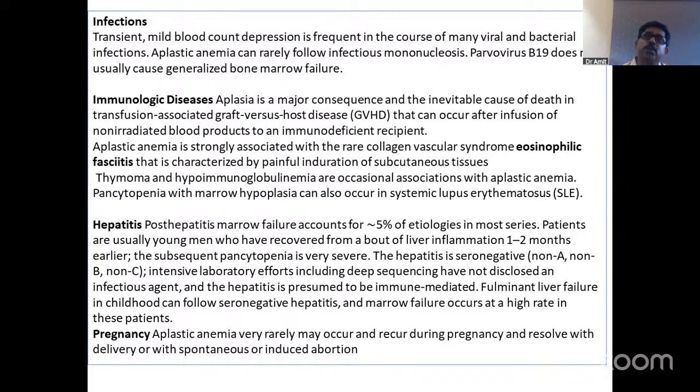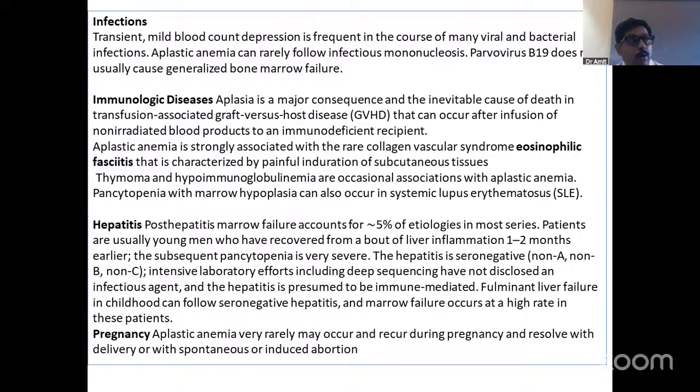Parvovirus B19 is regularly taught as causing bone marrow failure. Rather, they are not causing bone marrow failure, they are causing pure red cell aplasias. There are certain immunological diseases which can lead to bone marrow failure, of which transfusion associated graft versus host disease, especially after infusion of non irradiated blood products to an immunodeficient recipient, can cause pancytopenia.